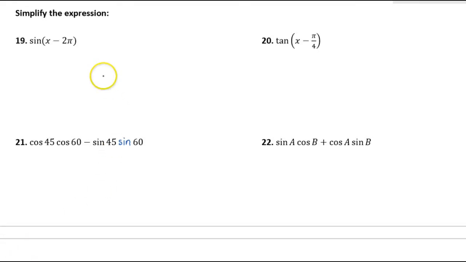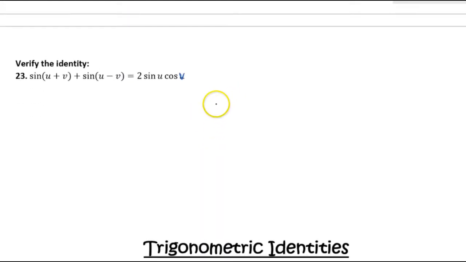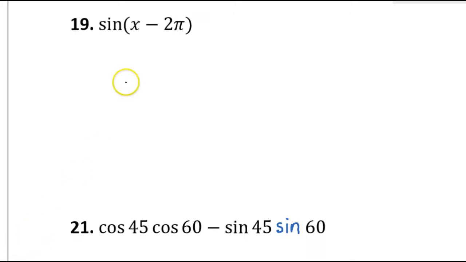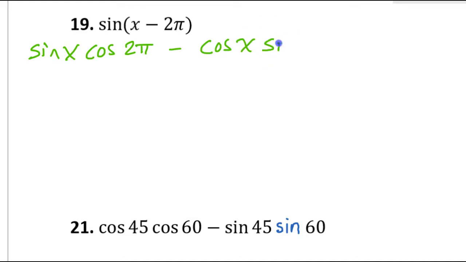In this video, I will show you how to simplify trig expressions such as these, and I will show you how to verify this identity. We have learned that the sine of a difference goes sine, cosine, cosine, sine. So this is going to be sine x cosine 2 pi minus cosine x sine of 2 pi.